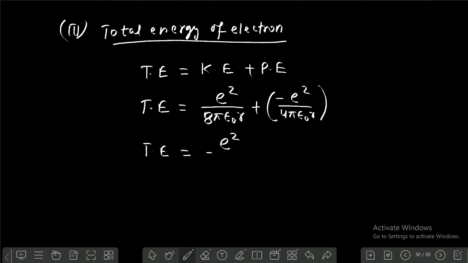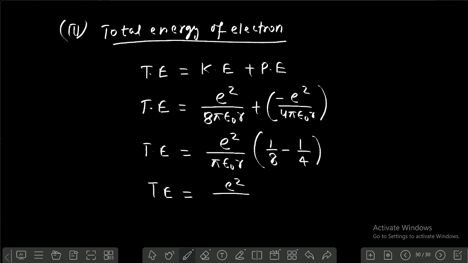Now check the total energy. You take common e square by pi epsilon naught r. It will be 1 by 8 minus 1 by 4. What is that value? You check this one, it will come minus 1 by 8. So that means total energy equals minus e square divided by 8 pi epsilon naught r.